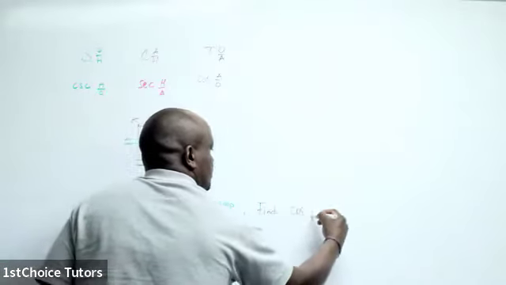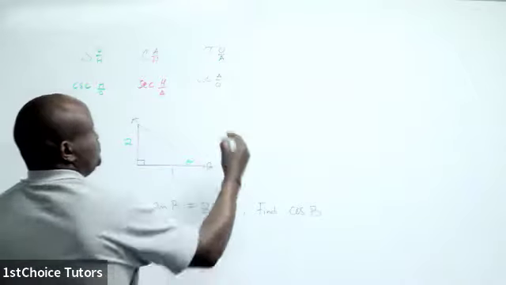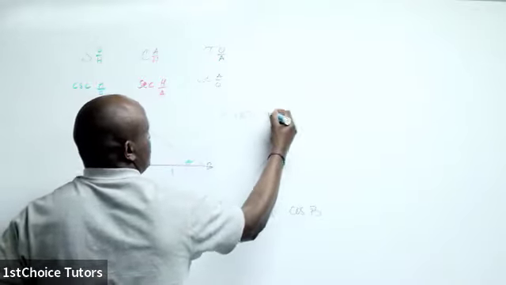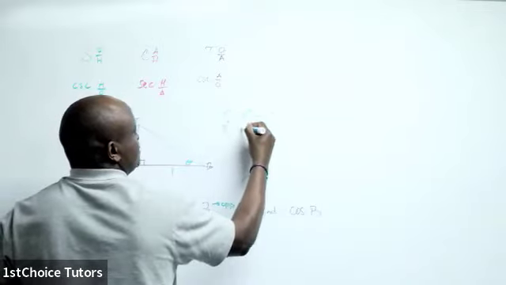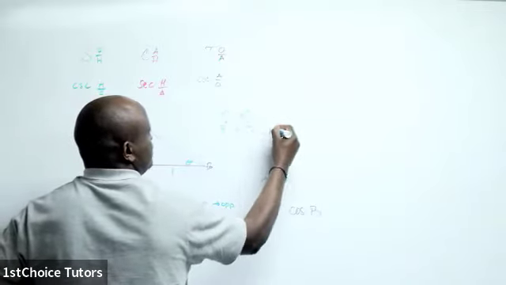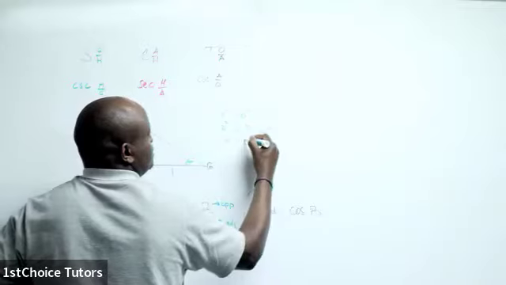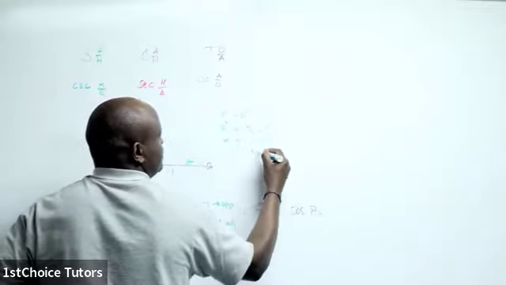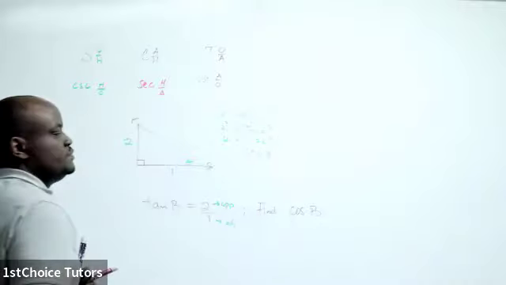To find the missing side, we use the Pythagorean theorem. A squared plus B squared equals C squared. 2 squared plus 1 squared equals C squared. 4 plus 1 is 5. Did you finish it? What is C?